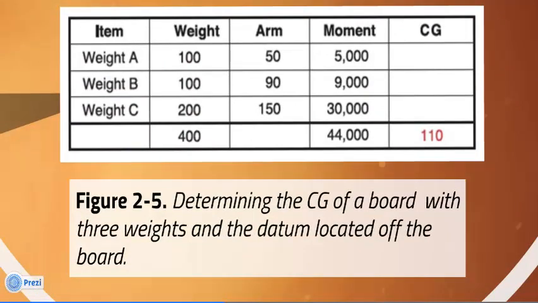As noted in Figure 2-5, A weighs 100 pounds and is 50 inches from the datum. B weighs 100 pounds and is 90 inches from the datum. C weighs 200 pounds and is 150 inches from the datum. Thus, the total of the 3 weights is 400 pounds, and the total moment is 44,000 pound-inches.